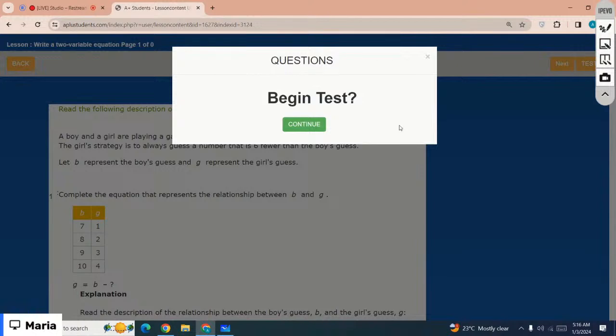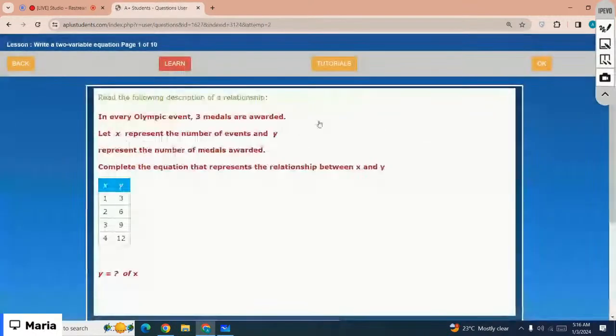Let's just start with the test question. Okay, in an Olympic event, three medals are awarded. Let X represent the number of events and Y represent the number of medals awarded. Complete the equation that represents the relationship between X and Y.